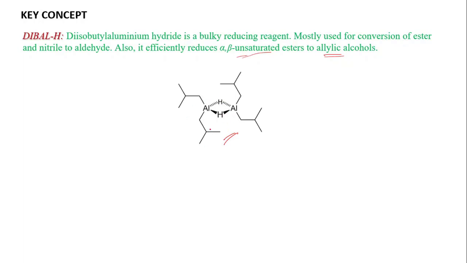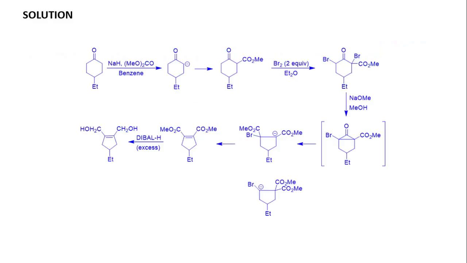With these basic informations, let's move to the solution part. So, as we saw in the question, this 4-ethyl cyclohexanone is treated with sodium hydride and then this dimethyl carbonate reagent. So, sodium hydride can abstract a proton from this position as well as from this position. But as it's a symmetrical molecule, either side will give the same carbanion. For example, the carbanion is generated over here.